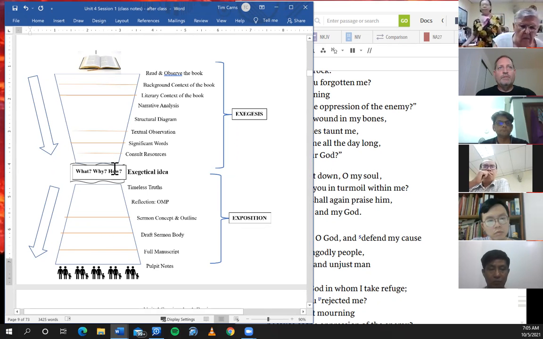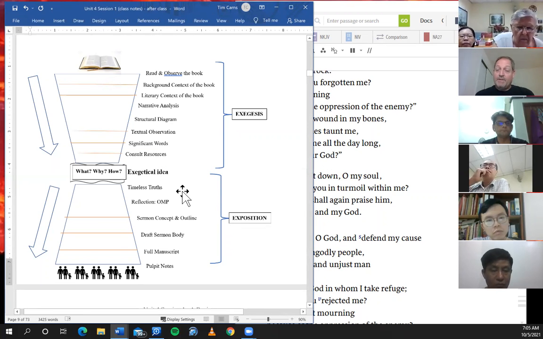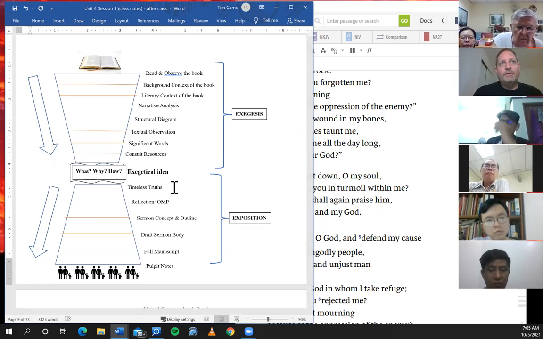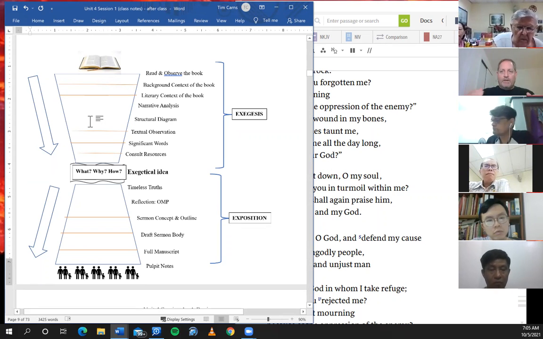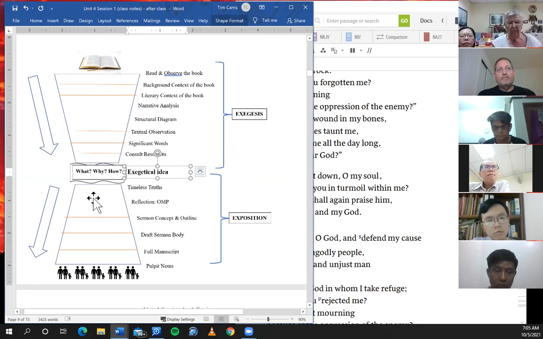But the real center point is the exegetical idea, because if we don't understand what the author was trying to say or was saying, then we're not going to accurately communicate that to our hearers. And so that's why this is like an hourglass, where the center of it is the exegetical idea. That's what is most important. And once we have that, then we are ready to put together the sermon.